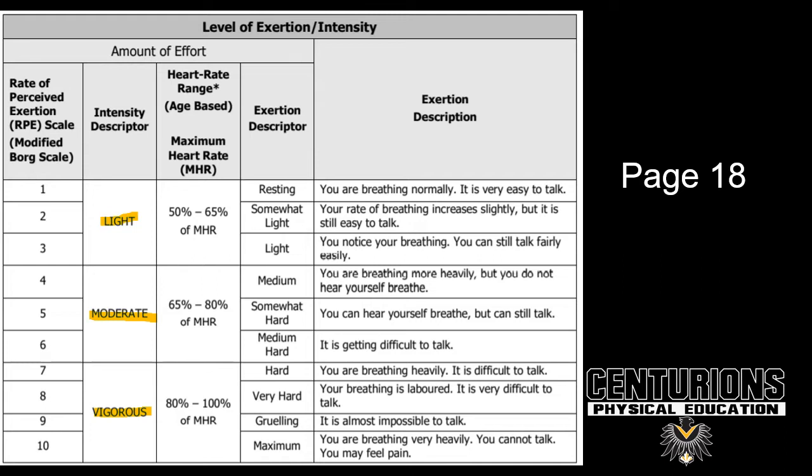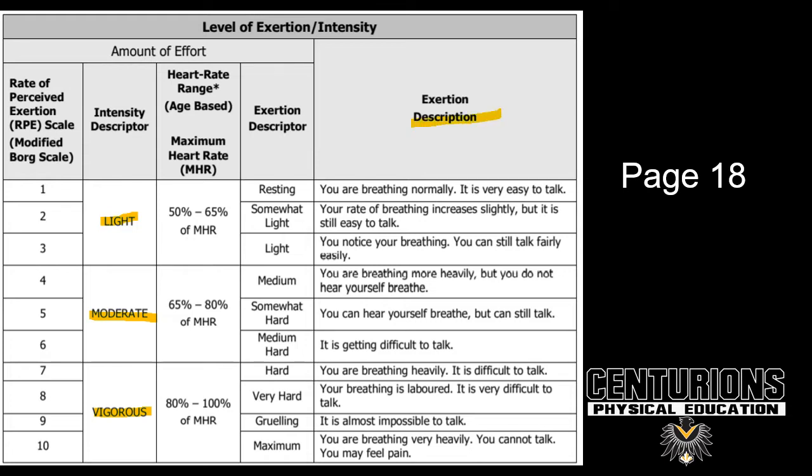The heart rate range for light is 50 to 65% of your maximum heart rate. Your maximum heart rate is how high your heart can go. It's 100%. It's 220 minus your age. We'll talk about that shortly. Moderate is 65 to 80%, and vigorous is 80 to 100%.